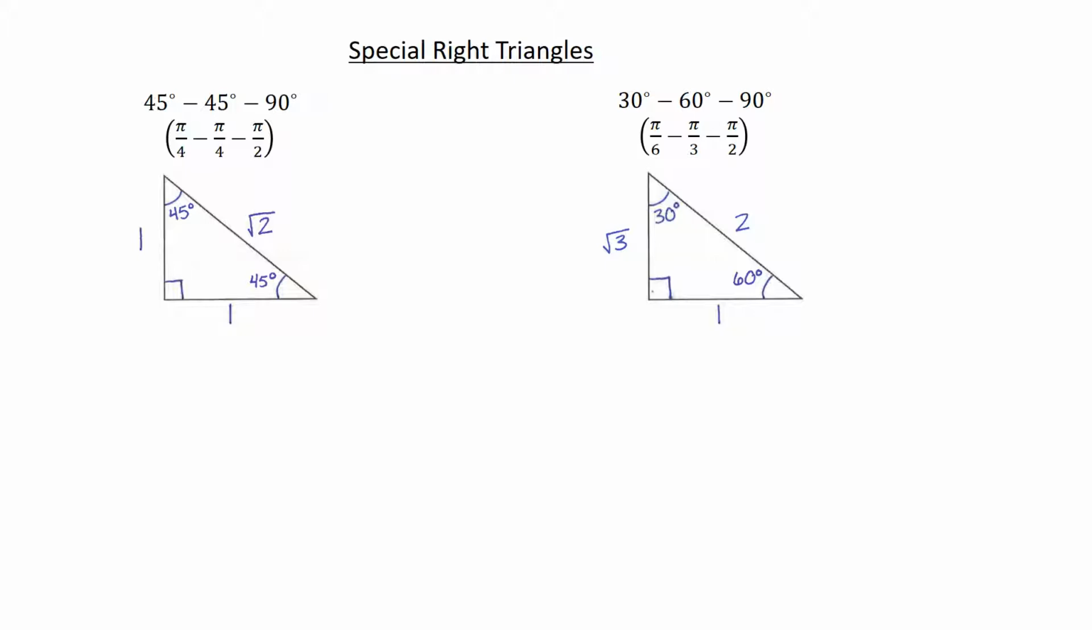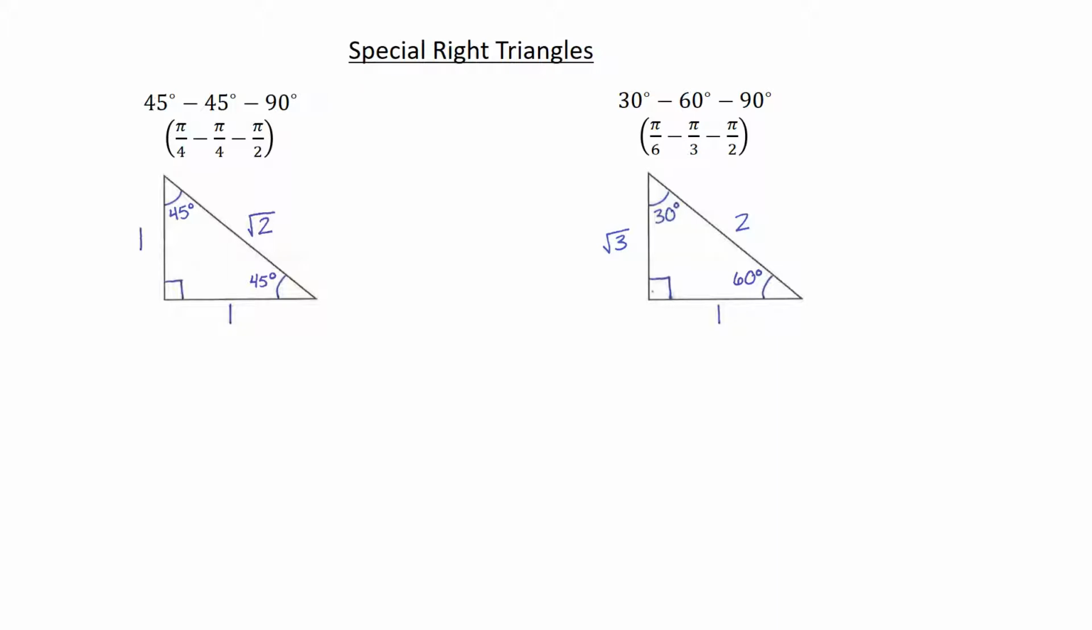The other special right triangle is 30, 60, 90. Now 30 is the same thing as pi over 6, 60 is pi over 3, and 90 is pi over 2. So this is also the pi over 6, pi over 3, pi over 2 triangle. Across from the 30-degree angle, we have a side length 1. Across from 60, we have side length root 3, and the hypotenuse has side length 2.